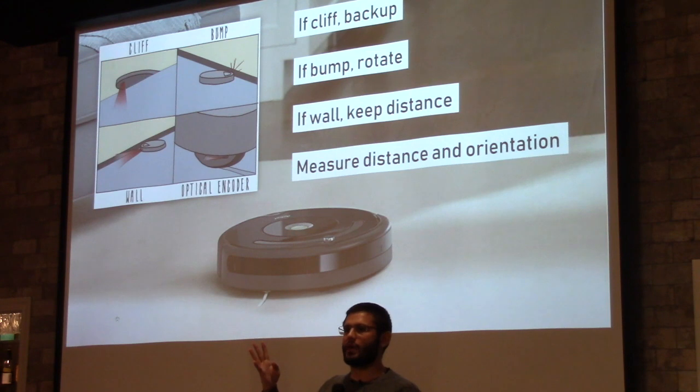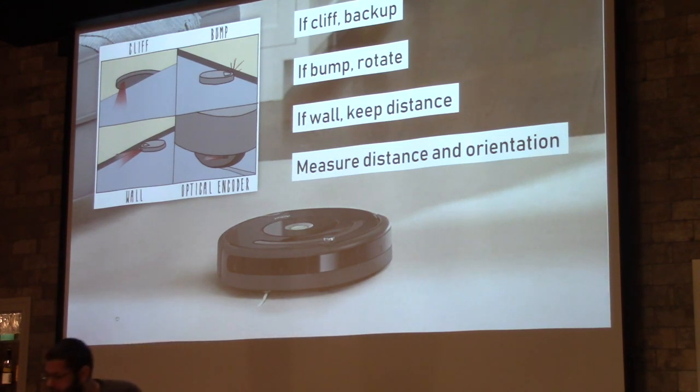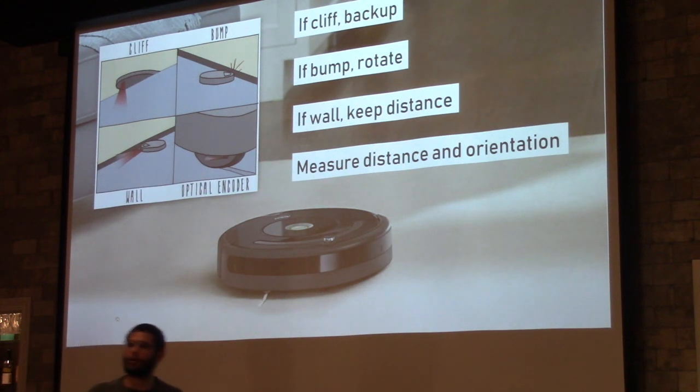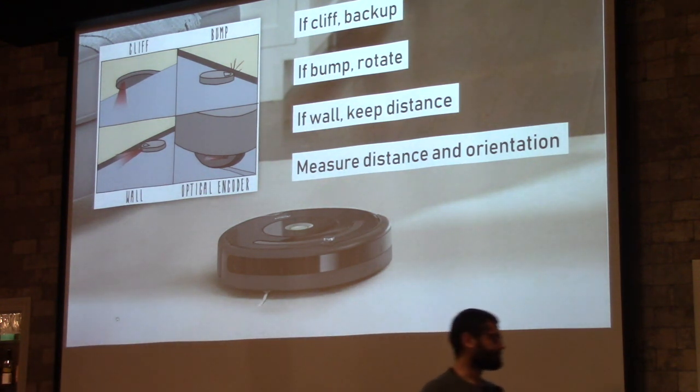4 simple instructions. If you are towards a cliff, well, back up, right? That's the immediate thing that the robot needs to do. If you hit a wall, rotate. Simple. If you see a wall, keep the distance. And then measure your orientation and distance so that you can travel back.